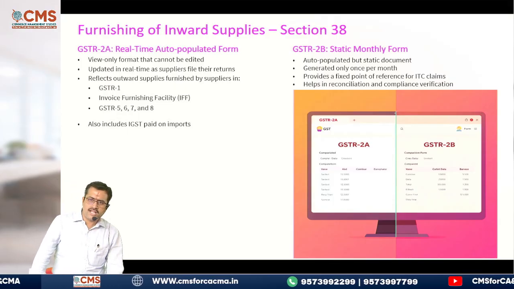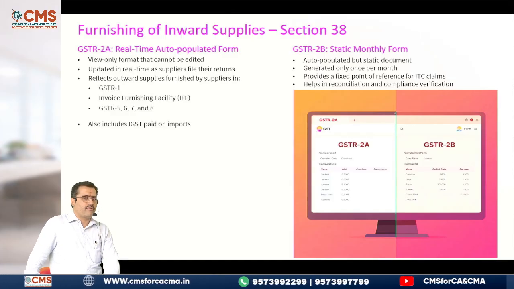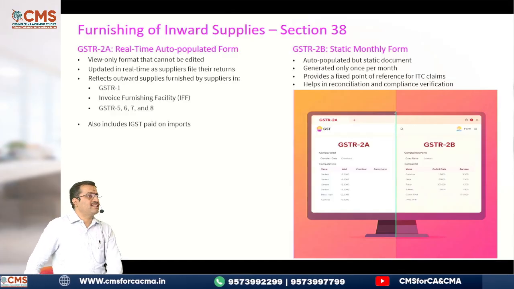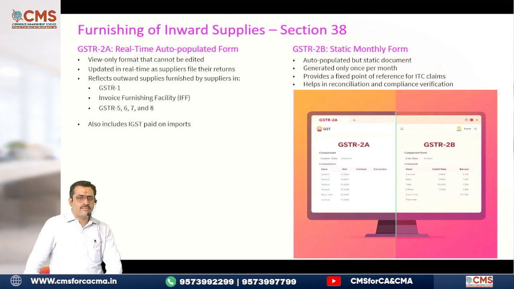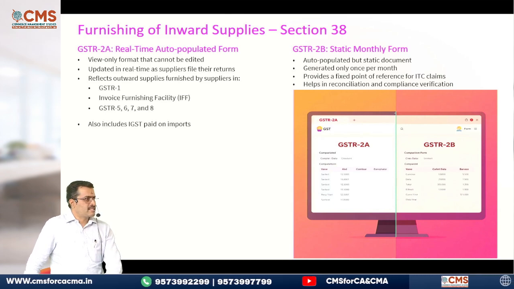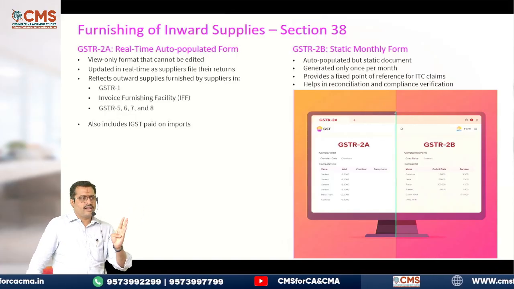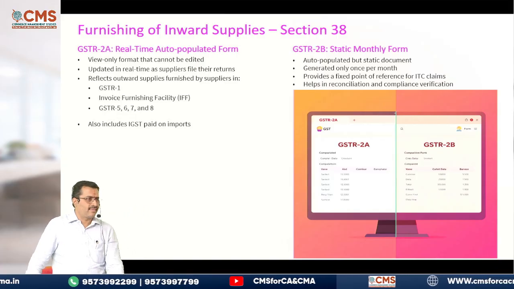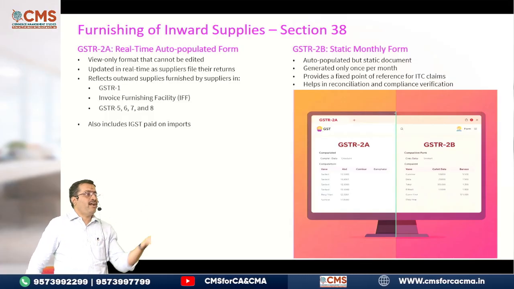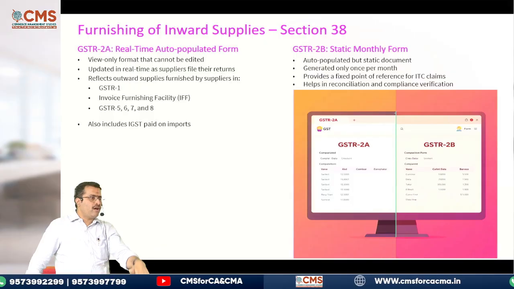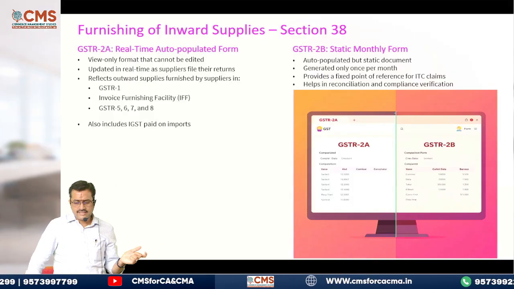If you observe GSTR 2A and 2B. I was telling you just now also 2A is a dynamic form. 2B is a static form. What is the difference between dynamic and static? Dynamic means it keeps on changing. Static means only if the GSTR 1 is filed by 10th, that only will be reflecting in 2B. If it is filed after 10th, it will not reflect in 2B of this month, it will reflect in 2B of the next month. Are you clear? That's why it is static.